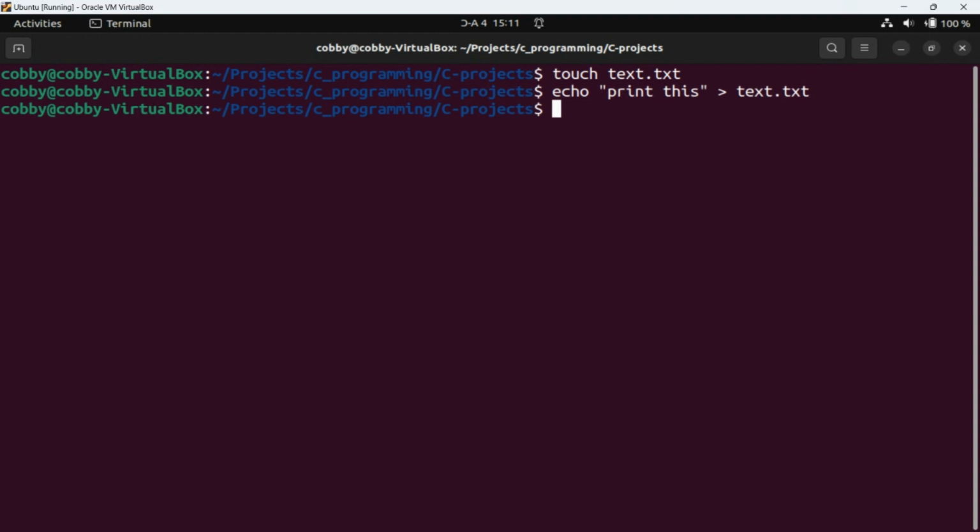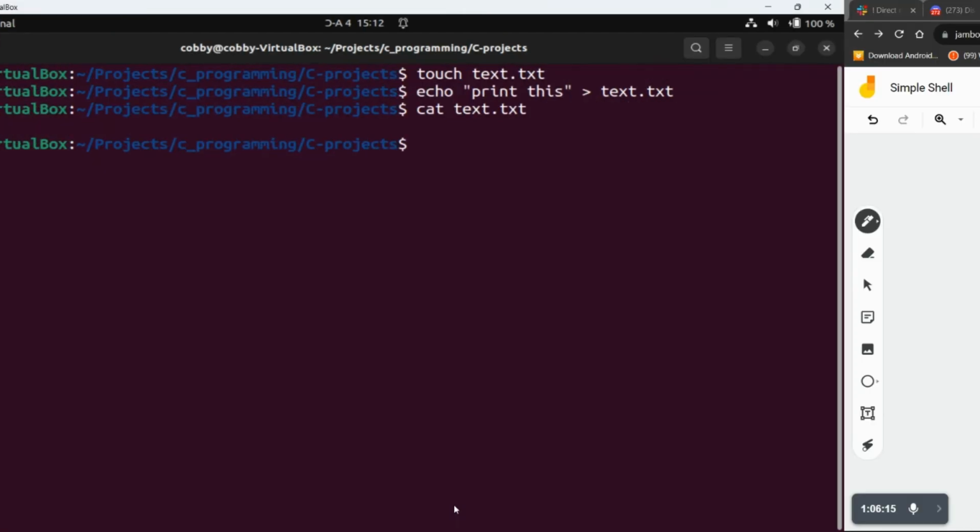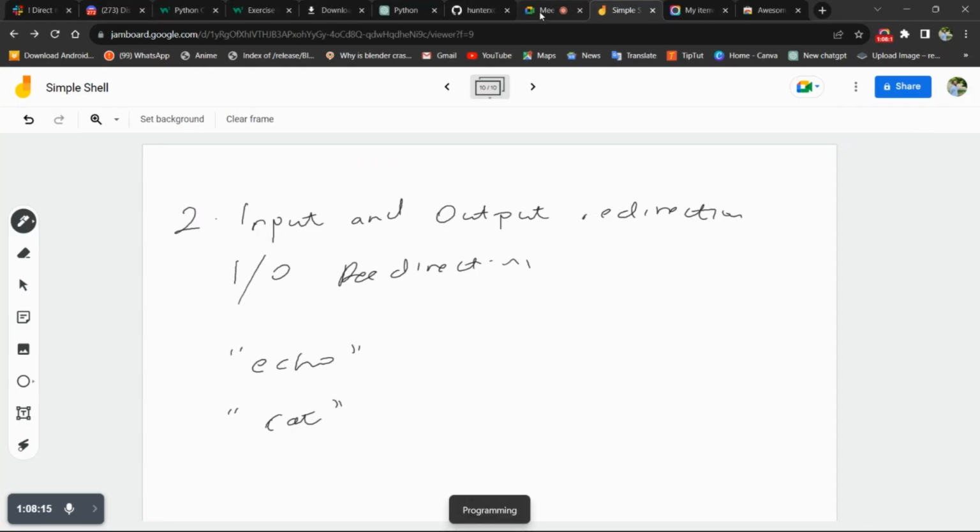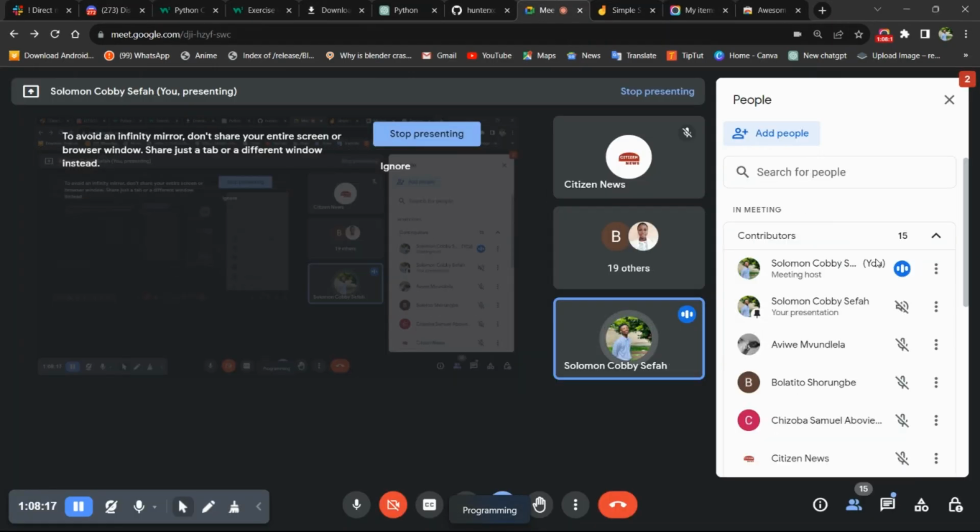So why is this thing happening to me now? Test.txt. Oh, print this. So it actually did the work for us. Okay, so it was able to do it. So you are going to handle all of these things, but don't worry. So that is one thing about the shell, handling input and output.